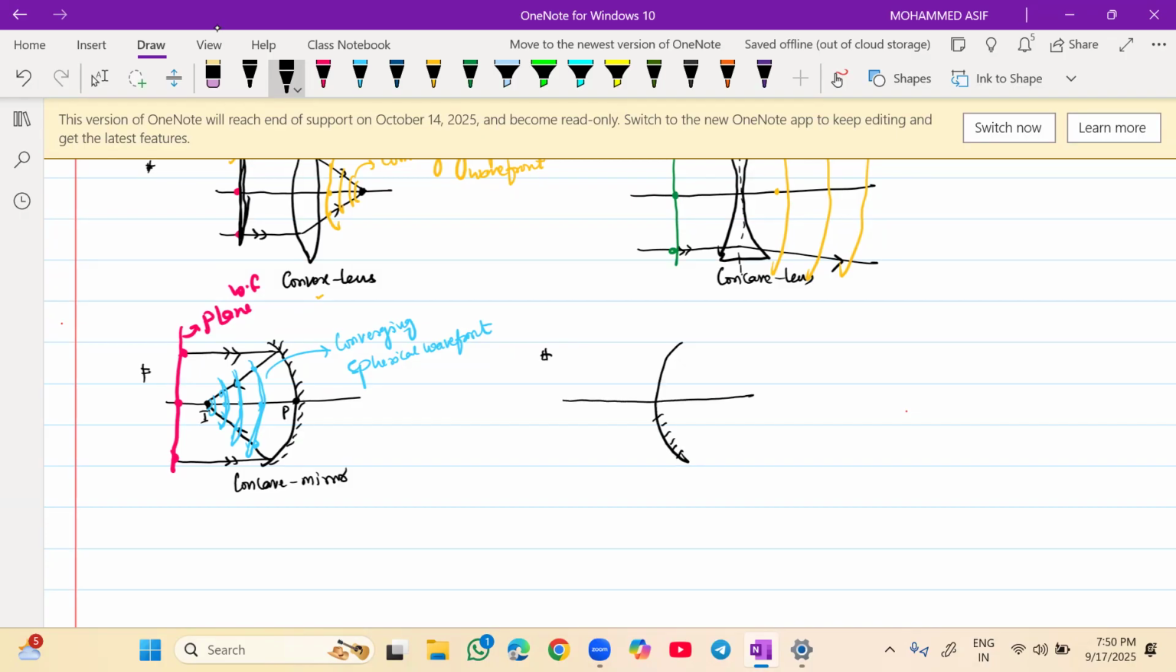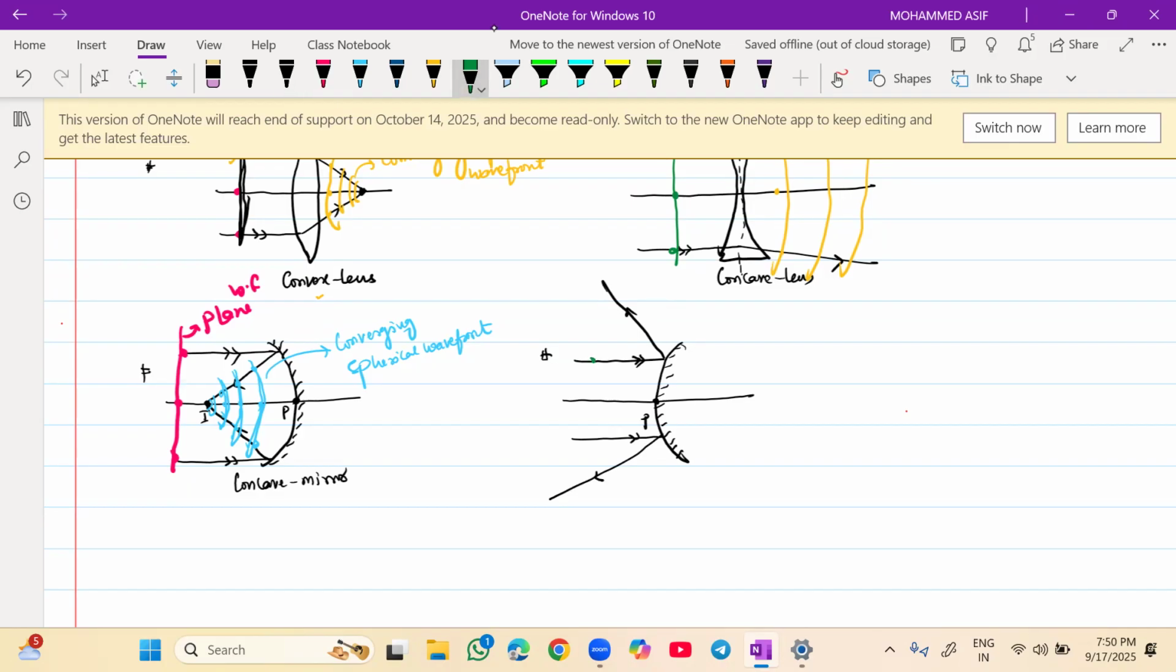So if it is silvered from the inside, like this is your pole. When a ray of light is incident on this, tell me what happens. It will try to reflect here, like this. And here also it is reflecting, right?